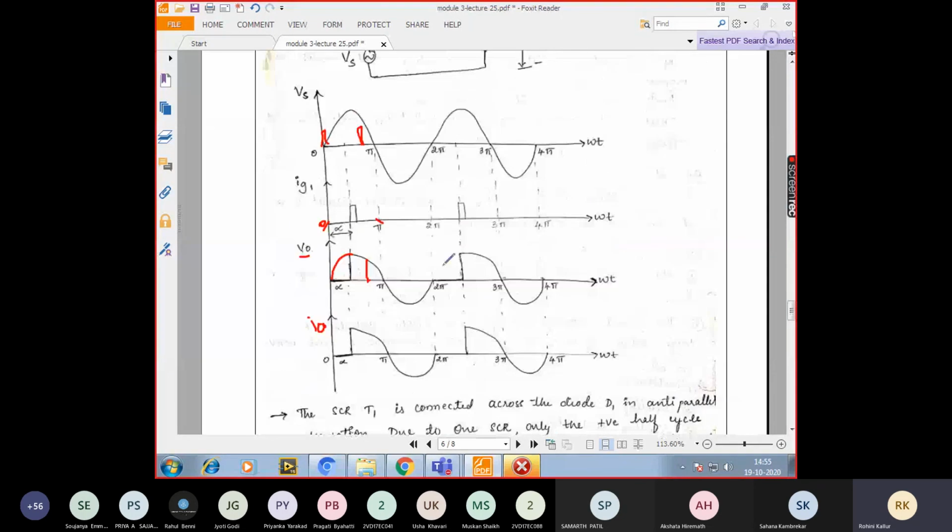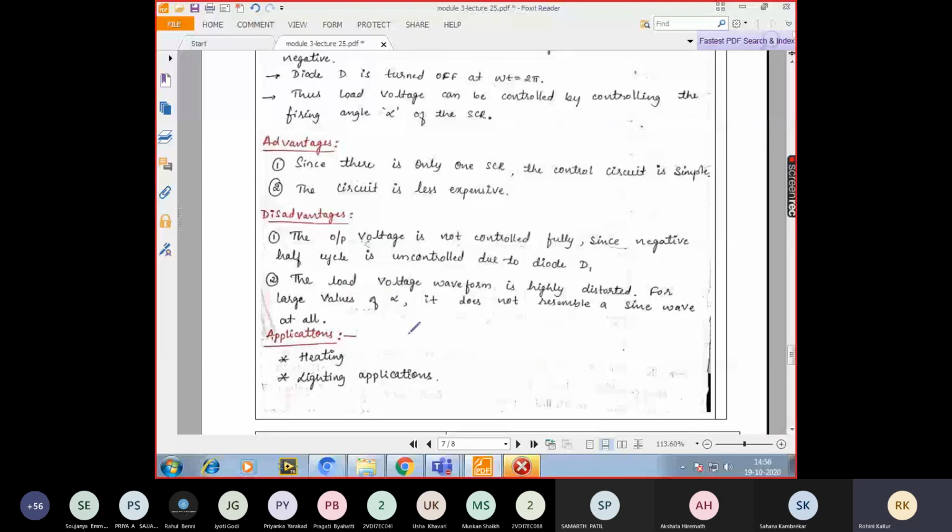If the alpha value reaches this, then it will look like this. I will draw this here, and from here I will get this cycle. Observe this particular red line in this output voltage. It is not at all looking like a sine wave. So the output voltage received at the load is very much distorted, and it will not look like a sinusoidal signal or a controlled AC signal.